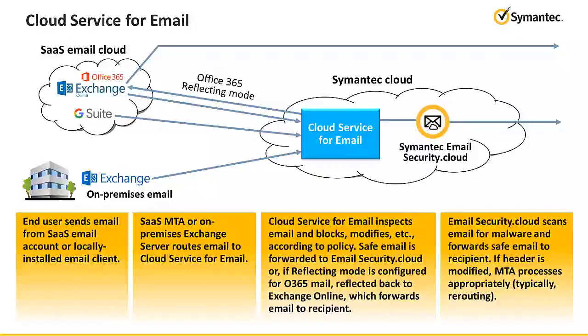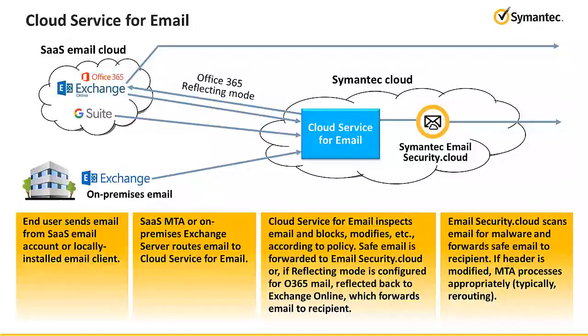It also relies on other services to act as the outbound mail transfer agent, or MTA, for routing safe email messages to their final destinations. Customers who have purchased the Symantec Email Security.Cloud service can use it to route email for final delivery. Both Cloud Service for Email and Email Security.Cloud are hosted in the Symantec Cloud.